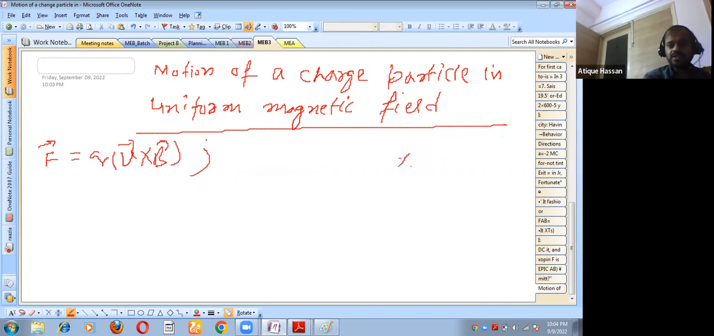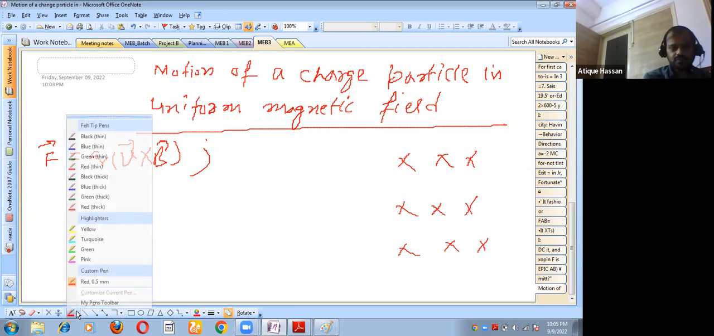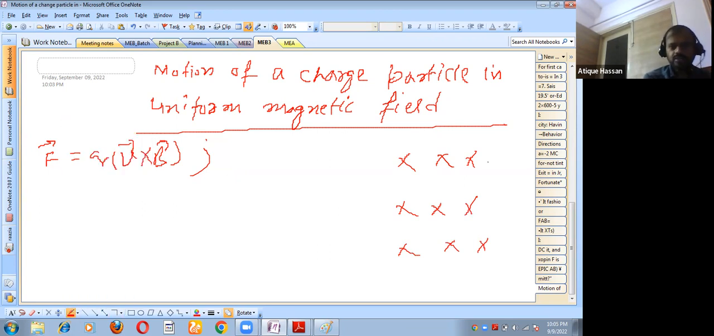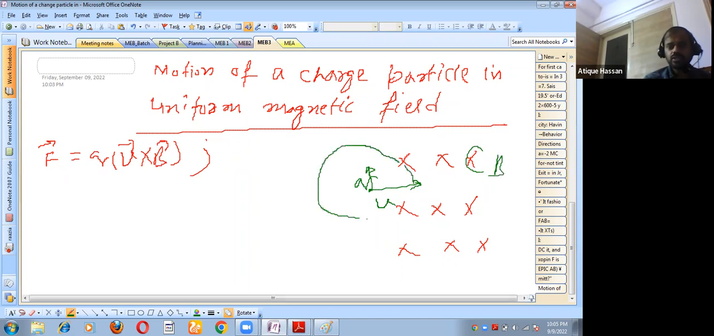And if a charged particle enters a magnetic field, suppose we have a magnetic field going into the plane of the paper, and suppose we have a charged particle Q which enters the magnetic field. So what will happen is that the force acting on it will be along this direction, V cross B. So its motion will be circular, and it will describe a circle if it is placed in the uniform magnetic field like this.